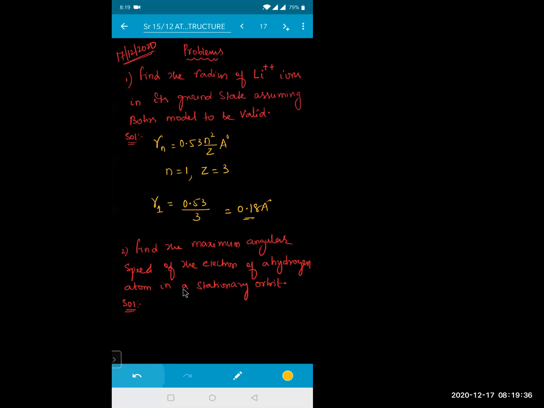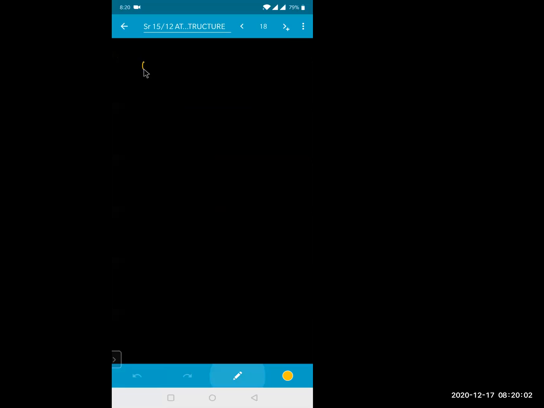So we need to calculate what? Angular speed. Angular speed ωn is equal to Vn divided by the radius of the nth orbit. The velocity of the nth orbit is 2.2 × 10⁶ × Z/n, divided by 0.53 n²/Z. This velocity is in meters per second and this radius is in angstroms. If you simplify this, ωn = 2.2 × 10⁶ Z² / (0.53 × 10⁻¹⁰ n³) radians per second.